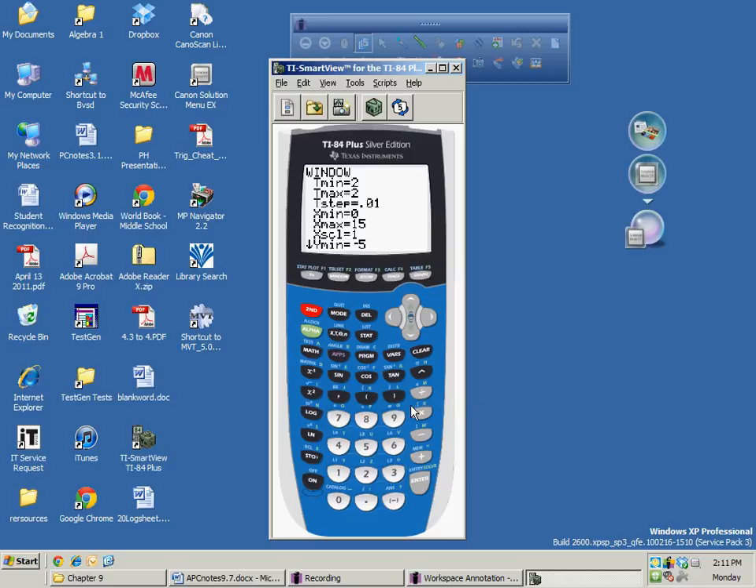Where's pi? Right here? Pi. Here? 2 pi. I'm going to change this to 0, sorry. I'm going to change my window so I can see my whole circle. So x min I'm going to change to like -5. And x max I'm going to change to +5. And then I'm going to go from -5 to 5 down here. And now hopefully if I hit graph, I should get a circle.